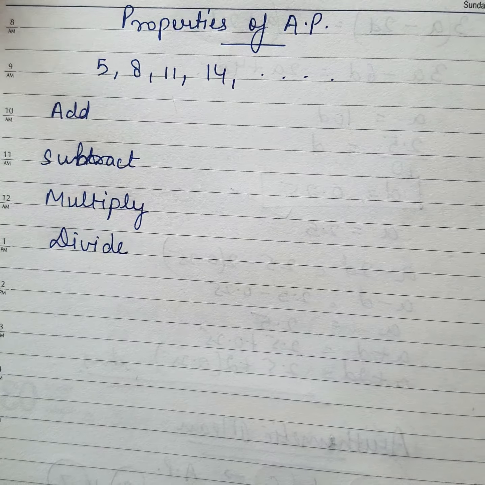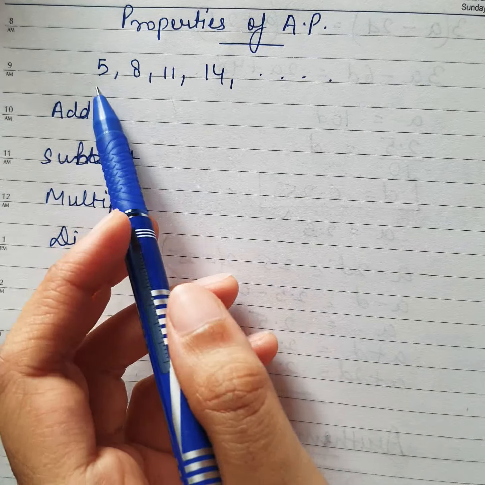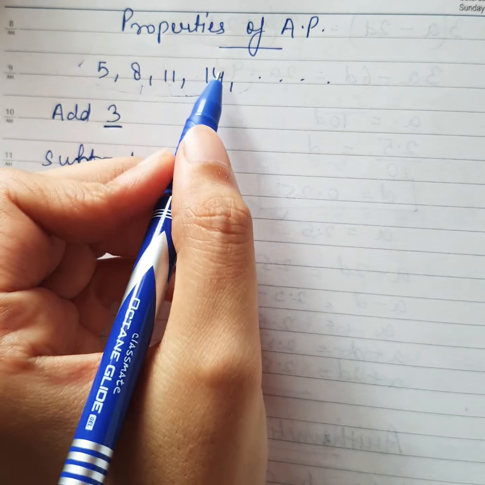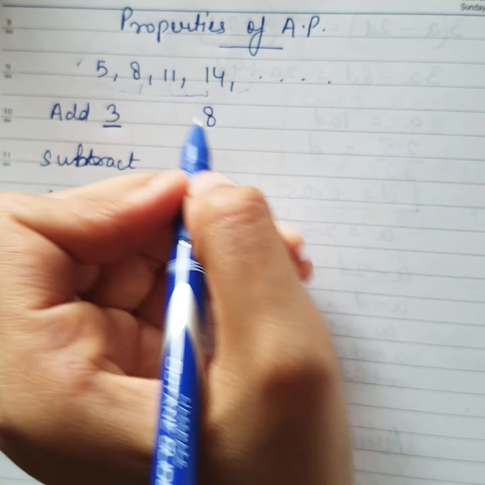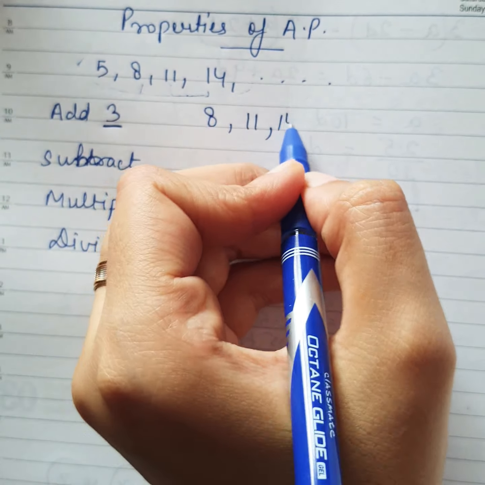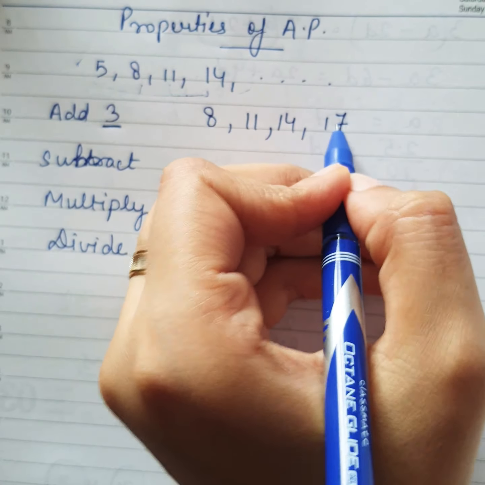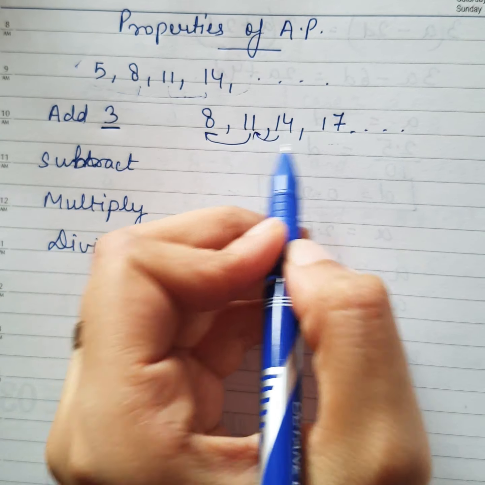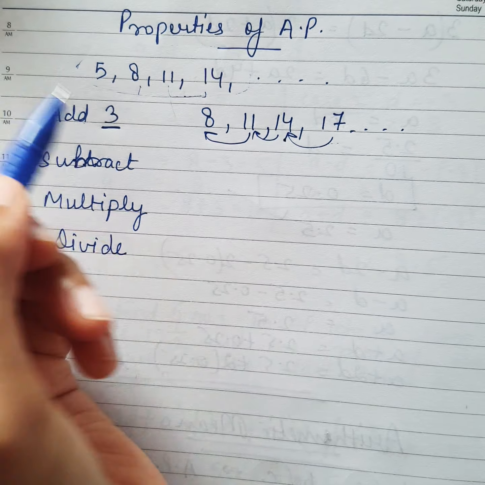The last topic of this chapter, properties of AP. Suppose this is an AP. Let us check. 8 minus 5, 3, and 3. So this is an AP. Now the property says if I add any number, say suppose the number is 3, I am adding 3 to each element of the AP. So 5 plus 3, 8 plus 3, 11 plus 3 and 14 plus 3. The resulting series will also be an AP. Now this is also in AP. Same common difference. Likewise you can add 2.